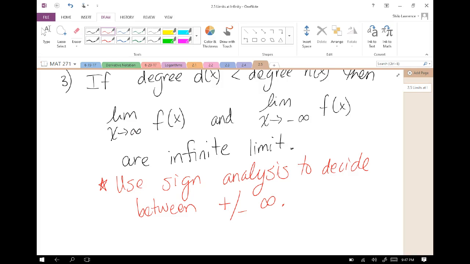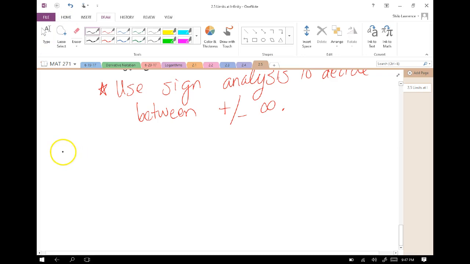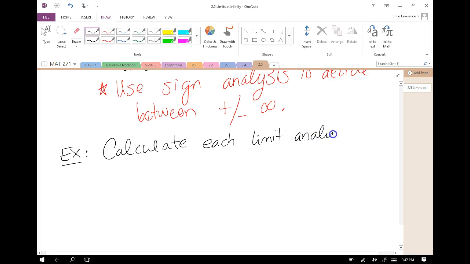If this is a little bit overwhelming right now, don't worry. This is technically an algebraic shortcut for doing this. This is not technically the calculus way to do this. I will show you the calculus way in just a couple of minutes. So we want to calculate each limit analytically. We're going to use this set of three rules that we just talked about.